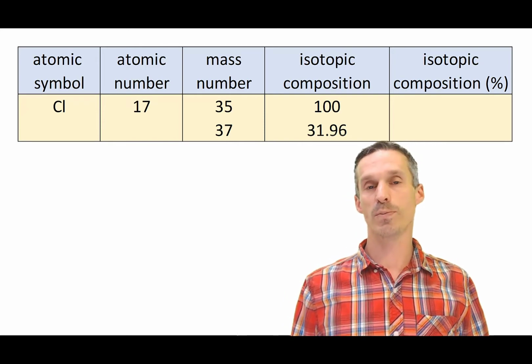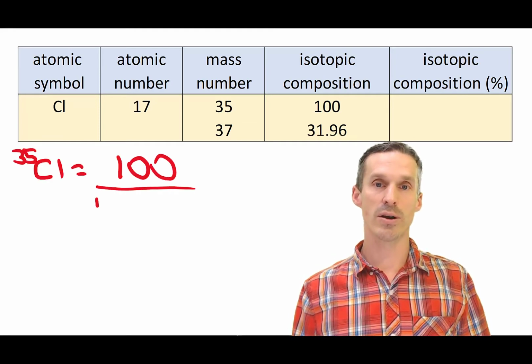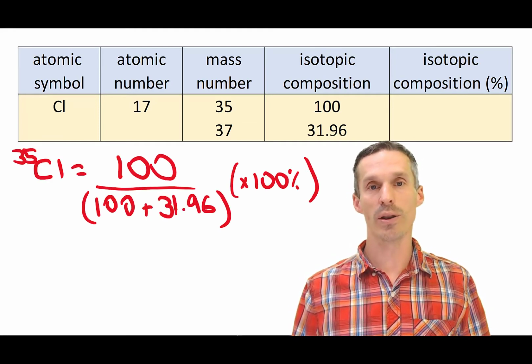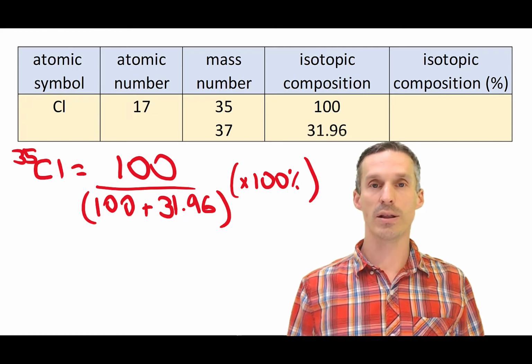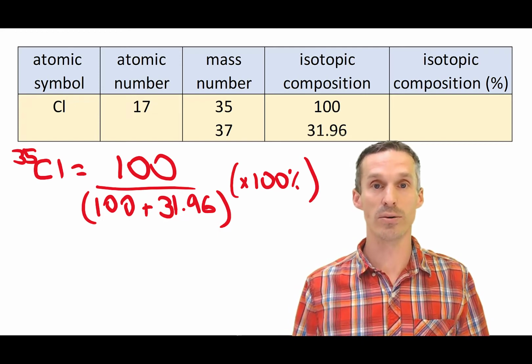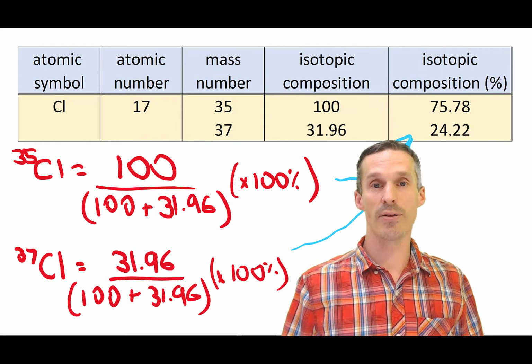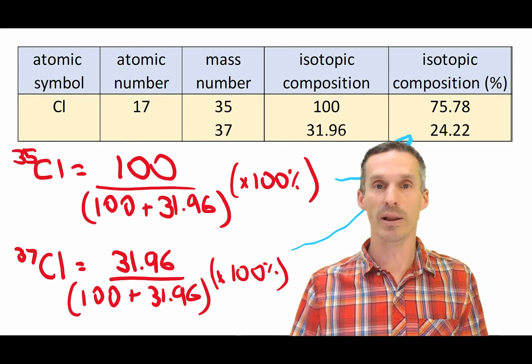Now, if we wanted to express that as a percentage where the 2 of them add up to 100, you could do these equations here and we could convert from one number to the other. So you see basically we're converting 100 divided by the total abundance, 100 plus 32 times 100%. So you can express those numbers either as a percentage or as a probability or a fraction.